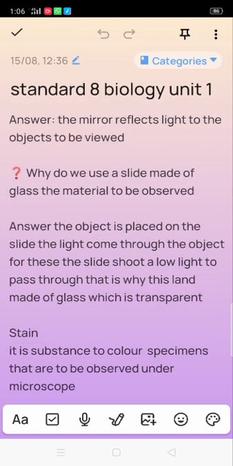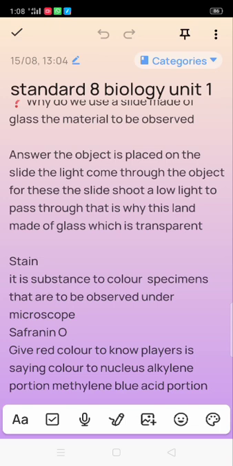Why do we use a slide made of glass for the material to be observed? Answer: the object is placed on the slide. The light comes through the object. For this, the slide should allow light to pass through. That is why the slide is made of glass, which is transparent.